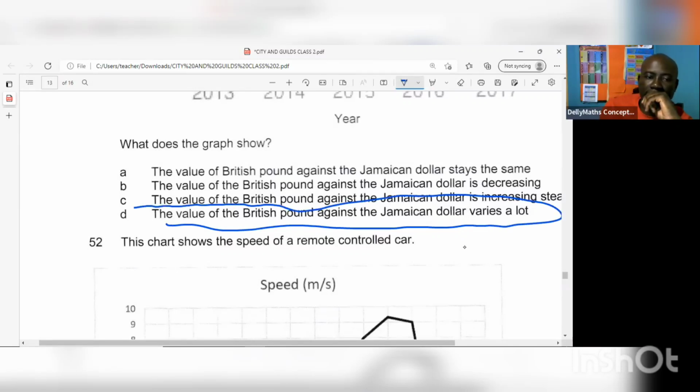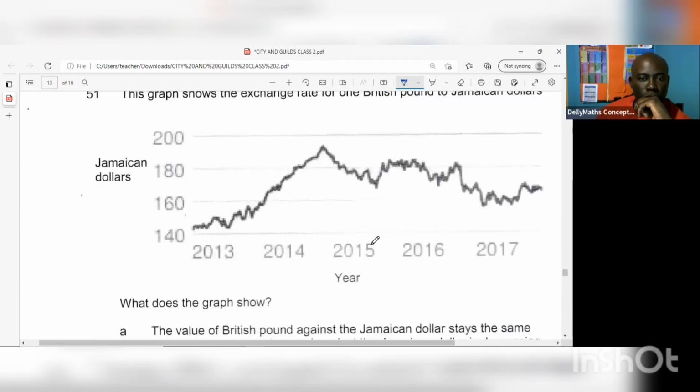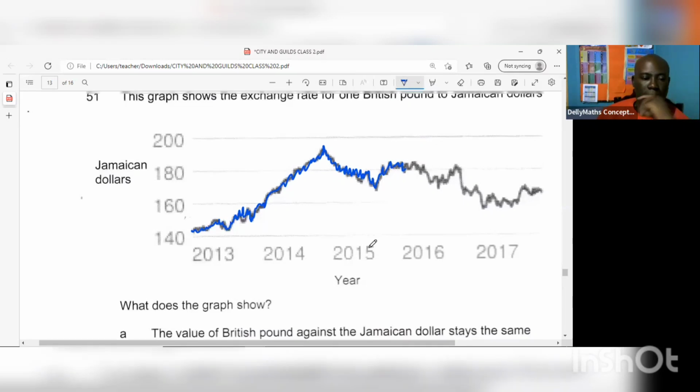It varies a lot. You could see up, down, up, down, up, up, down, down, down, down, up. Even when it's going up and down, between these are rises and falls, rises and falls. So it varies a lot.